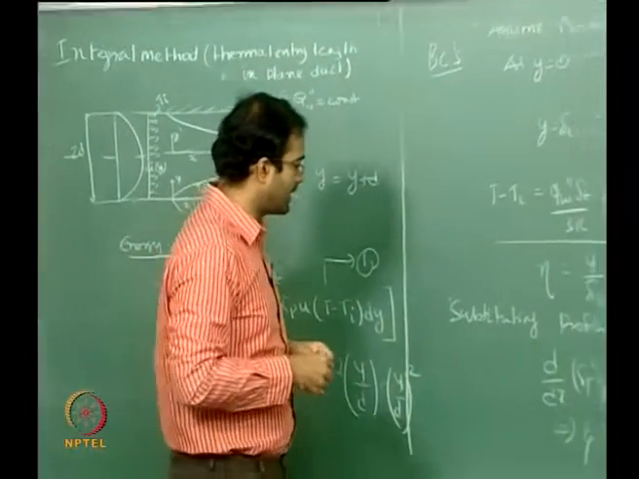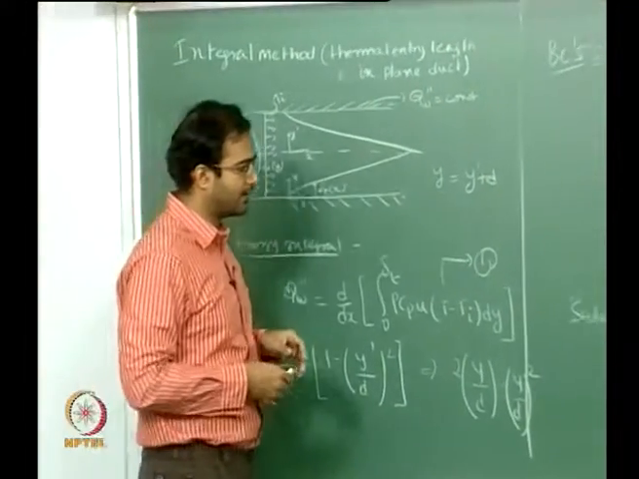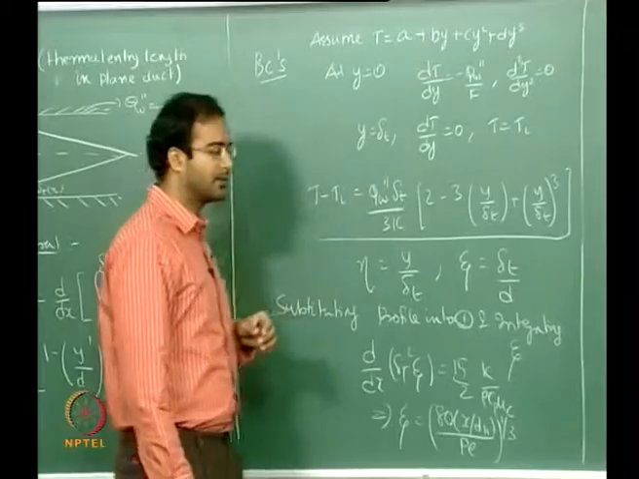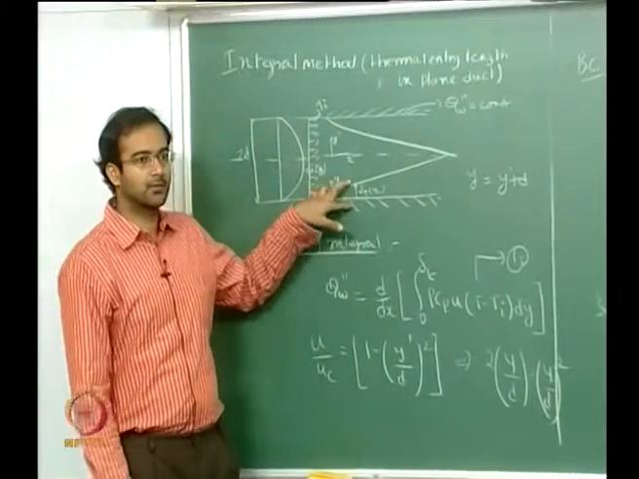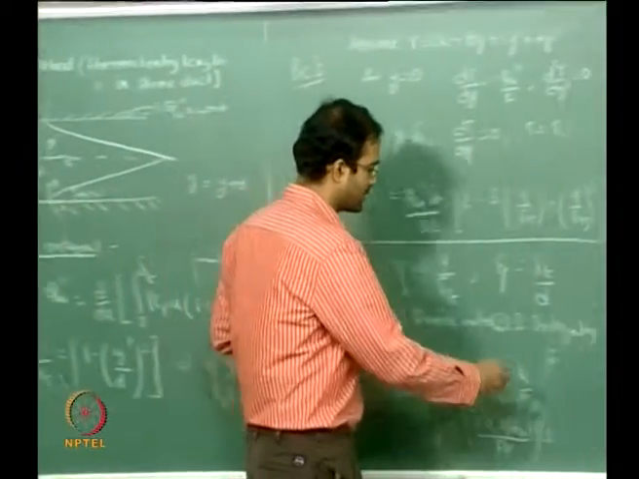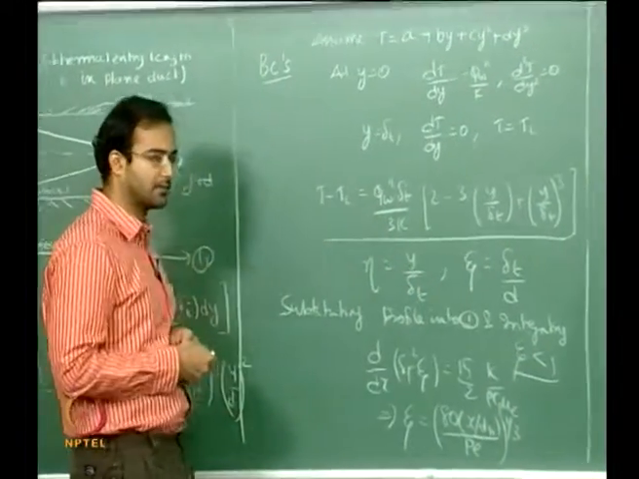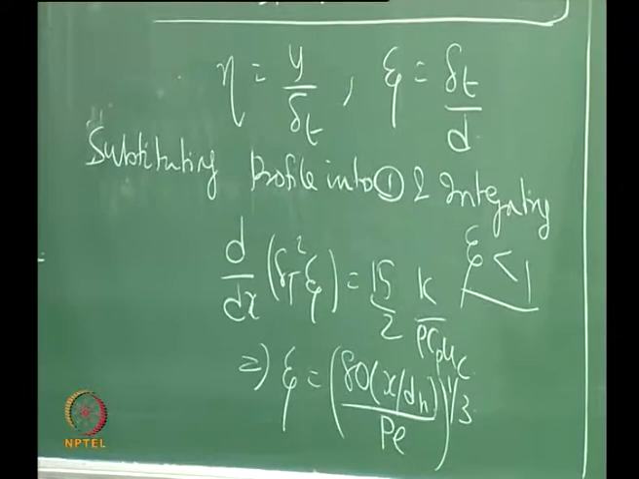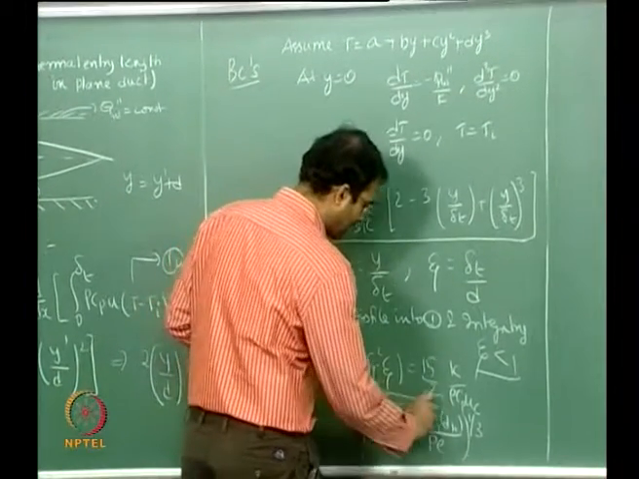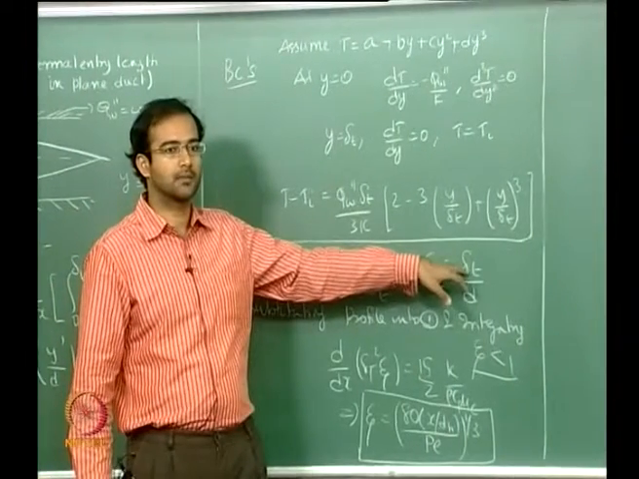We substitute this profile into your energy integral, integrate it out, and we neglect all the higher order terms of zeta. Since you are looking at the thermal entry length, you are supposed to be looking at the region where your delta t is much smaller than d. Therefore, since zeta is less than 1, we neglect all the higher order powers of zeta, of the order of quadratic powers and higher. If you do that, you get a direct expression for zeta, which is nothing but your non-dimensional thermal boundary layer thickness.